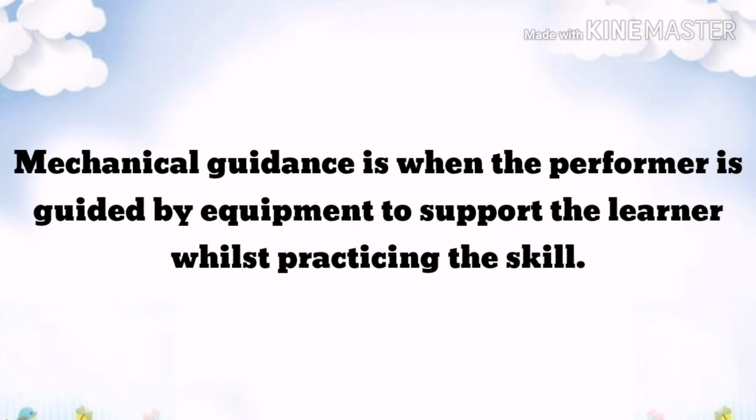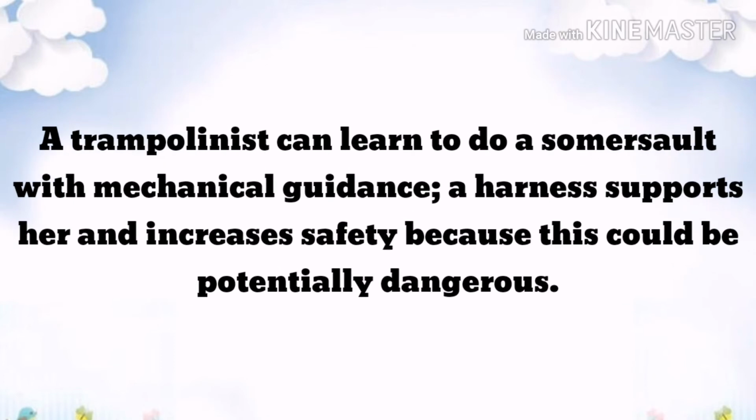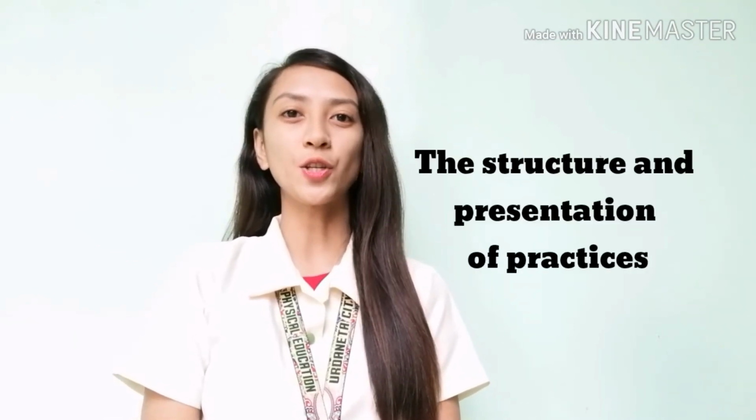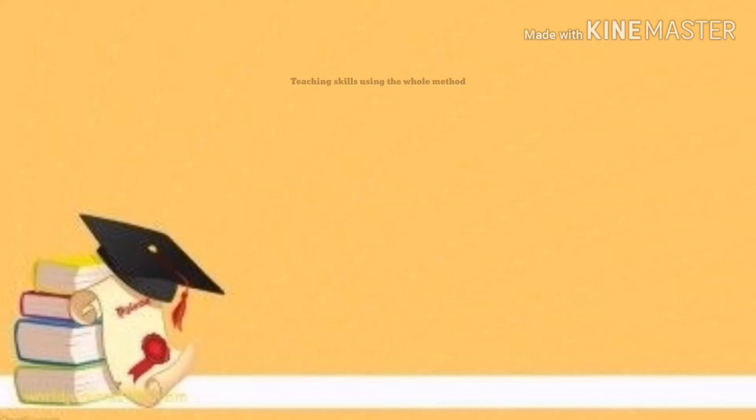Mechanical guidance is when the performer is guided by equipment to support the learner whilst practicing the skill. A trampolinist can learn to do a somersault with mechanical guidance. A harness supports her and increases safety because this could be potentially dangerous. And the last subtopic is the structure and presentation of practices.